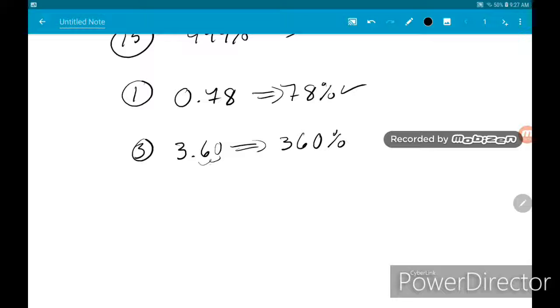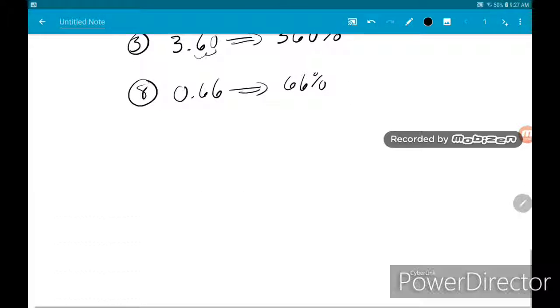Let's do another decimal. Look at number 8. 3.60. 0.66. I want that in percentages. 66%. I only move it twice. Last one for this type. 1.38. 138%.